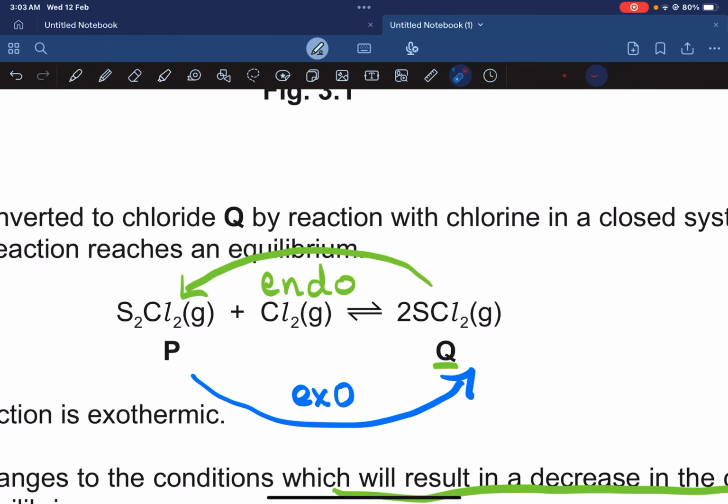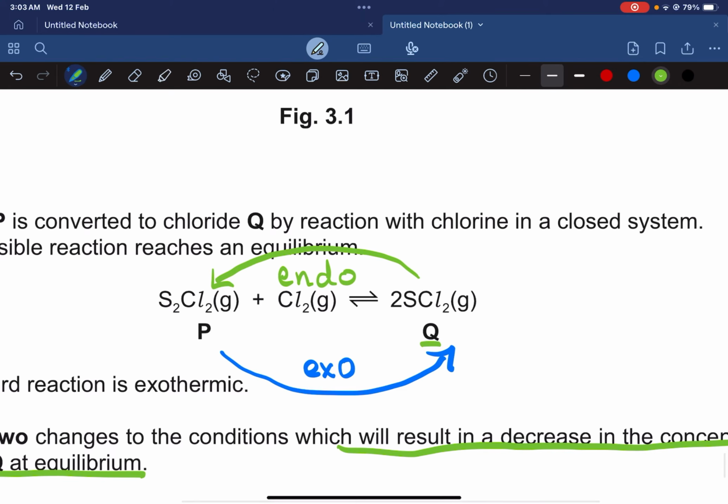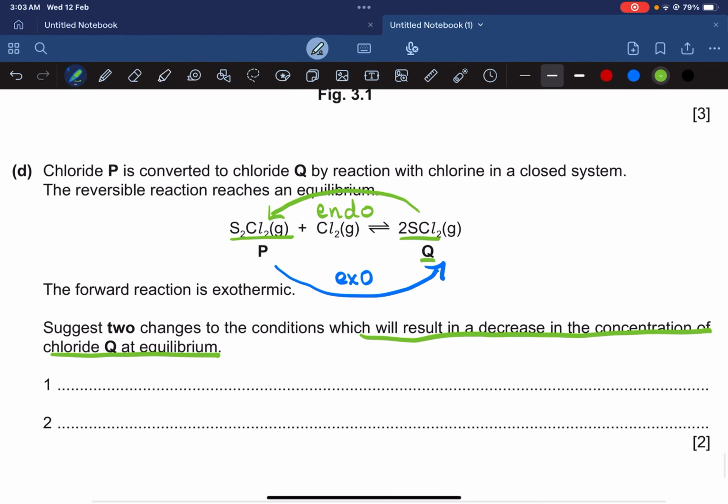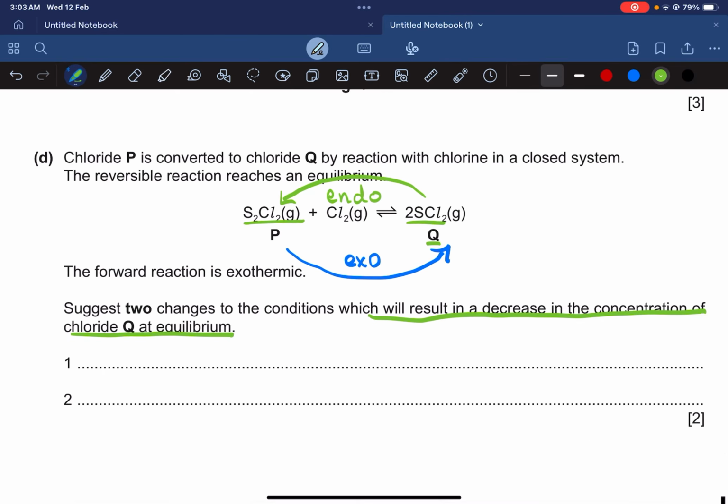So what will happen? It will shift towards the reactant side, and less chloride Q is going to be formed. So we can increase the temperature so that this concentration decreases and the concentration of chloride P increases. So the one thing we can do is increase temperature.